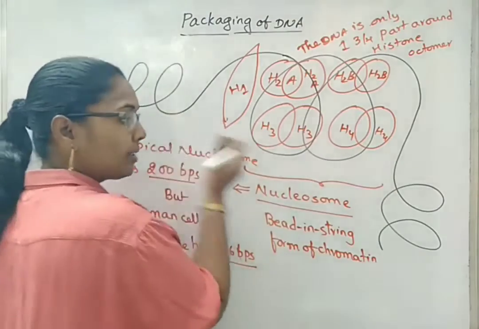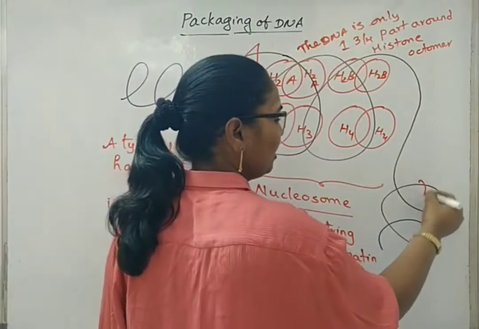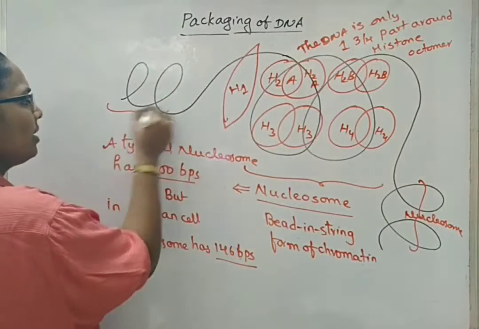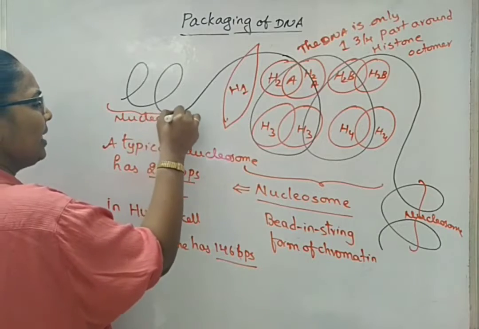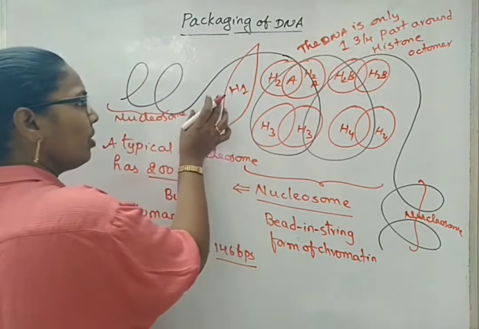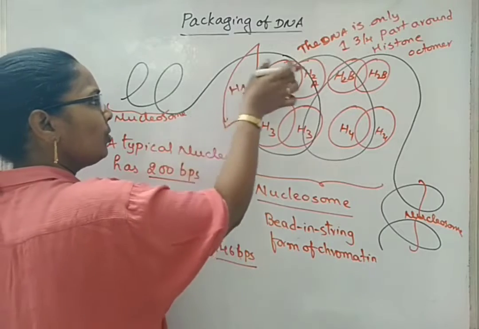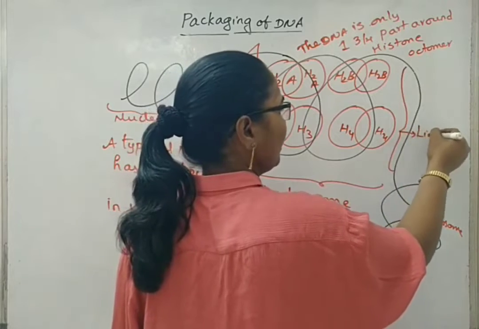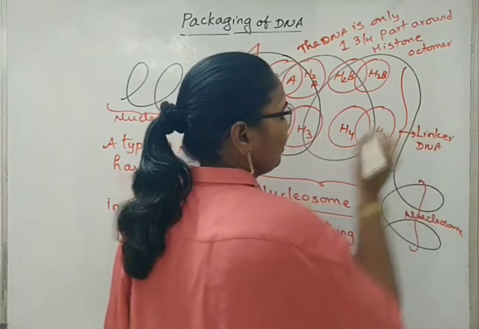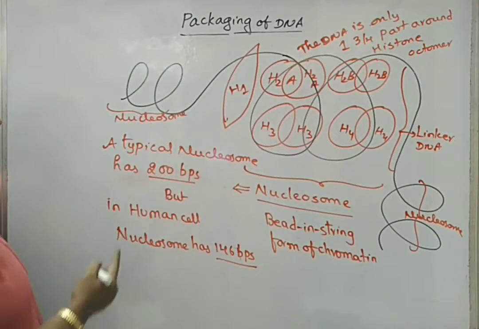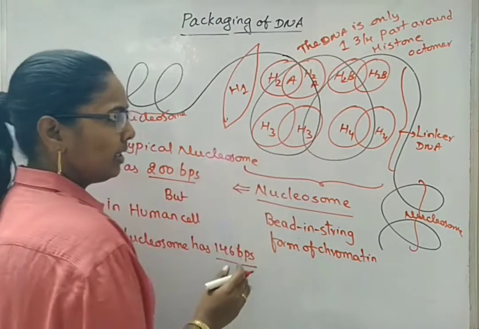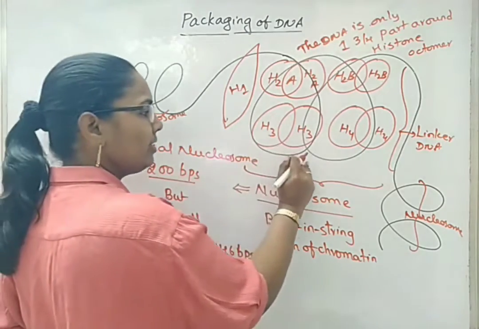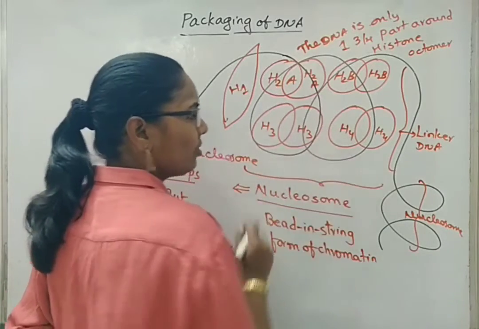And the part that is between two nucleosomes, if we consider this one as one nucleosome and this as another nucleosome, means bead-like structures, the distance between, or the part of DNA between two nucleosomes, we can consider here this one as linker DNA. It is called linker DNA. Again, I am repeating, out of the total length of this 200 base pairs or 146 base pairs, only 1 3/4 part of DNA is coiled around histone octamer.